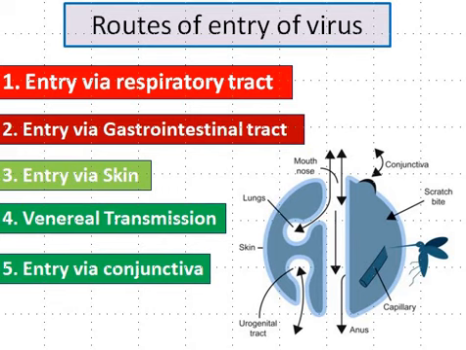Another route of transmission is venereal transmission, in which through natural coitus or through genital routes, virus can enter from an infected to a susceptible host. Through the conjunctiva also, some viruses can enter into the host body, and it may cause infections.